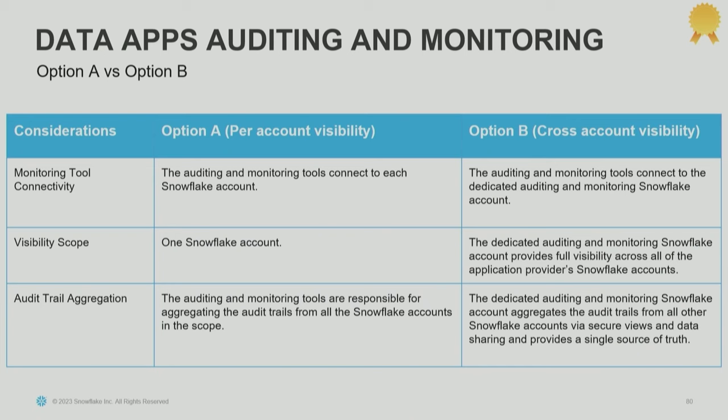Now, let's compare those two. From the auditing and monitoring connectivity perspective, in option A, you need to connect to every single Snowflake account. In option B, you connect only to the dedicated auditing and monitoring Snowflake account. Visibility scope: in per account visibility, it's limited to one Snowflake account, and the auditing and monitoring tool should have some intelligence to aggregate the data from all the Snowflake accounts. In option B, visibility scope is across the board, right? You have all the data there, sanitized, secured, and it helps you to scale as well. And the aggregation will be done by Snowflake. And that's what we do, right? We're great at joining tables, joining data products, and creating this secure view across all the underlying Snowflake accounts.